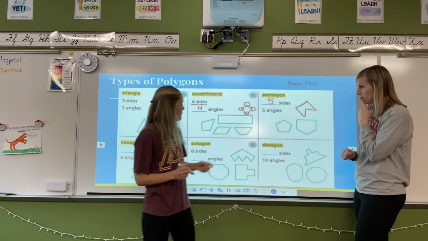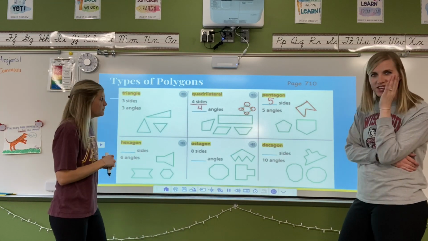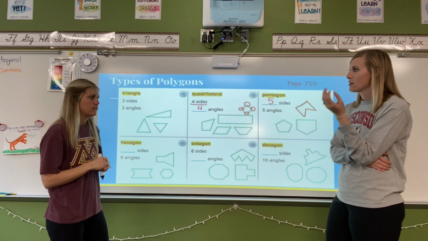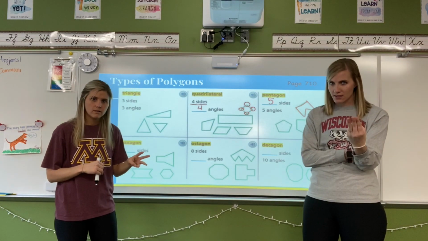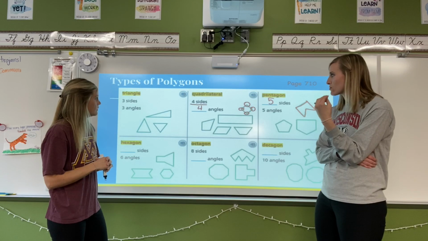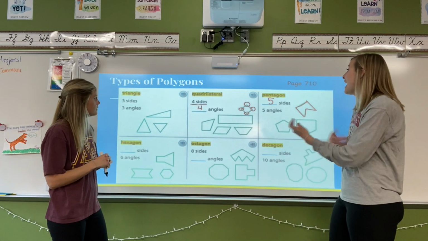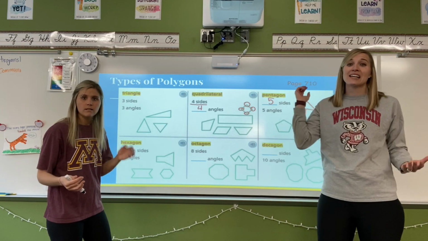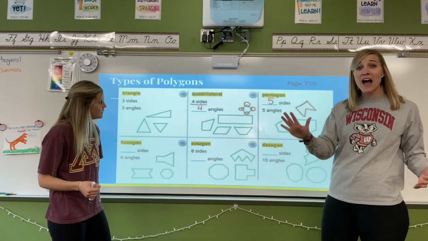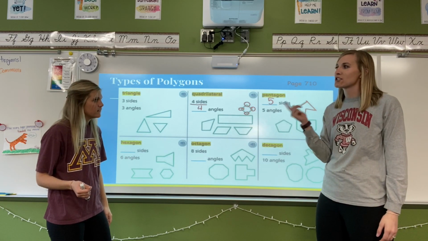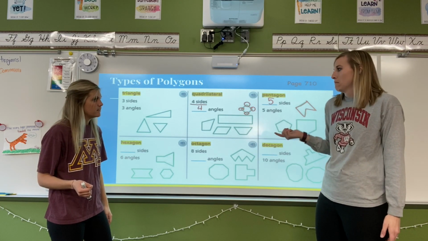Wait, are you noticing a pattern? Yeah, I just was looking at that. I noticed that a triangle has 3 sides and 3 angles, and that a quadrilateral has 4 sides and 4 angles, and now a pentagon has 5 sides and 5 angles. That's pretty cool. So the sides always must match up to the angles. Should we keep going?